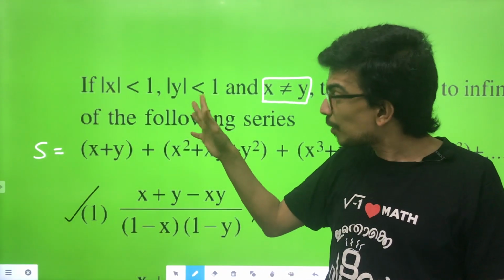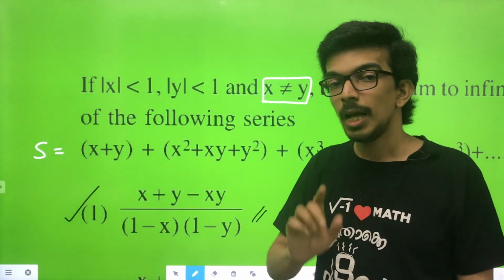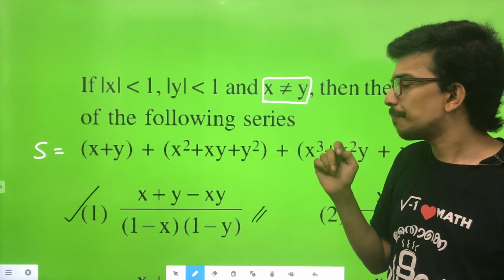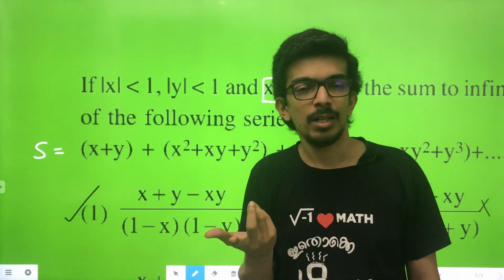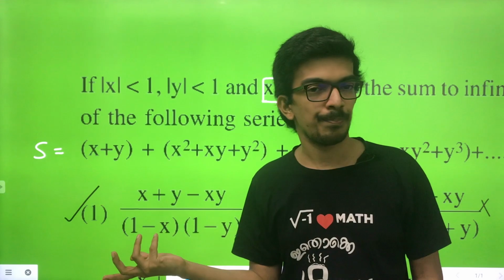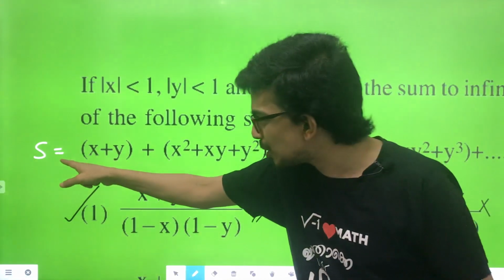So, this further substitution is not possible. Now, I look at this condition. x is not given to be equal to y. Now, you think about it. Why does it even matter? Why are they giving such a condition that x is not equal to y? Why can't x be equal to y? And it's not going to do any damage to this expression.